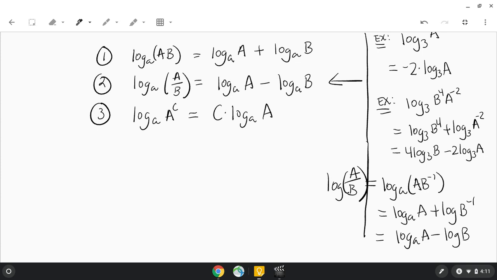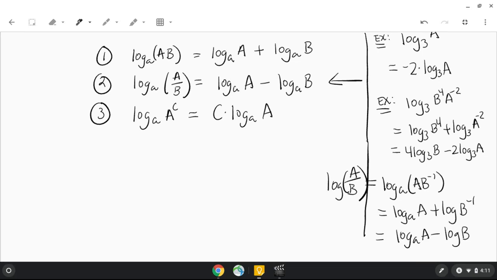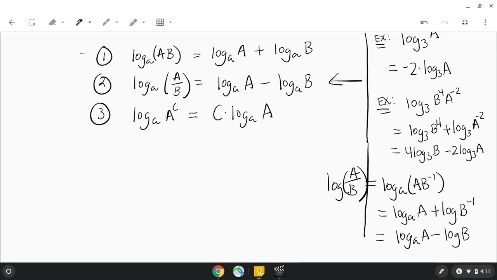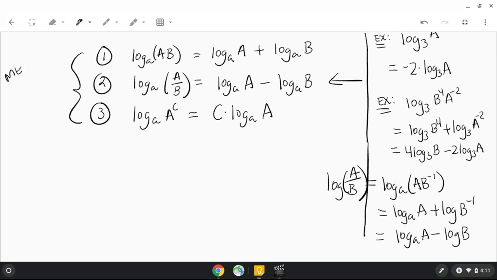All right, that's just sort of an aside. The important thing is that you are familiar with these 3. Make sure you memorize all 3 here.